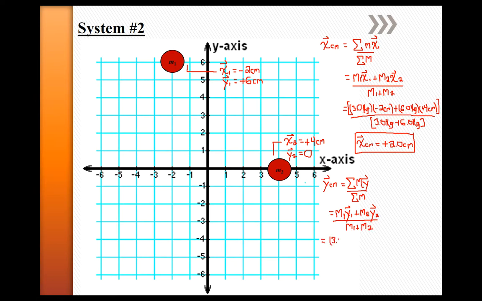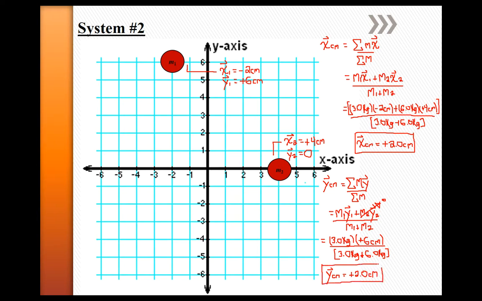m1 is 3.0 kilograms, multiplied by, we can actually get rid of this term here because y2 is 0. Okay, so that'd be 3.0 kilograms multiplied by y1, which is positive 6 centimeters. And then divide this by the sum of the mass, 3.0 kilograms plus 6.0 kilograms. And then this would give me the y coordinate for the system center of mass would be equal to, it's also positive 2.0 centimeters.